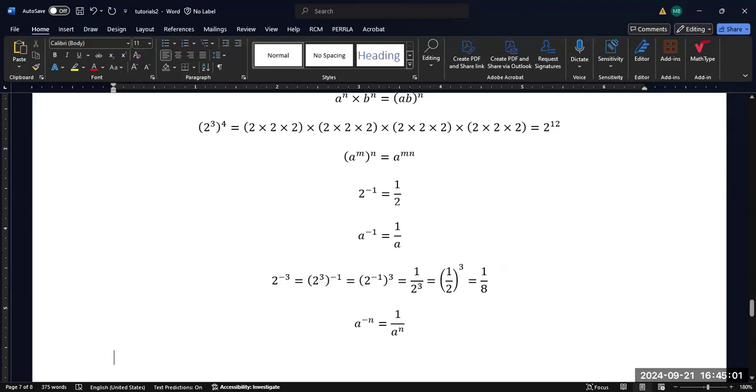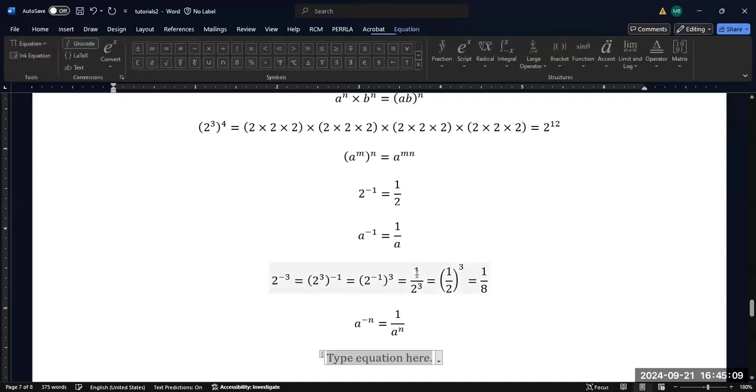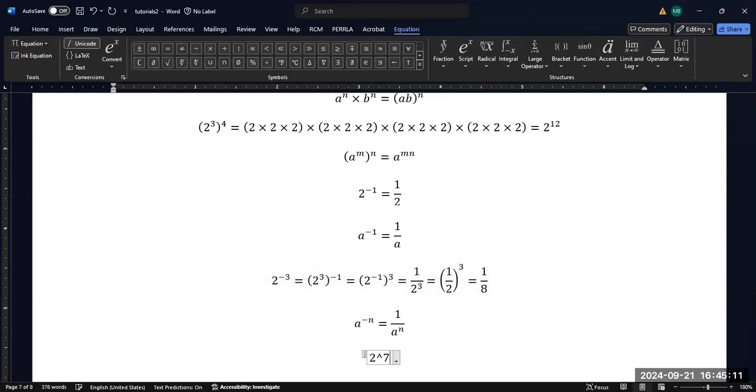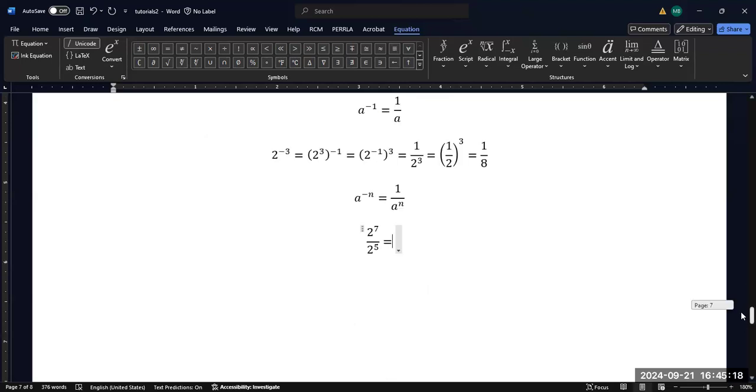So now we have our negatives involved. When we include negatives, we can also include division. So what happens if we have 2 to the 7th divided by 2 to the 5th? Well, we can think of this in a couple of different ways. So one way we can think about this is multiplying this out.